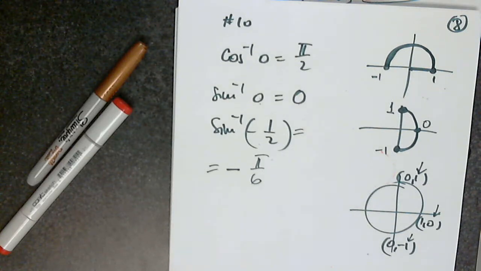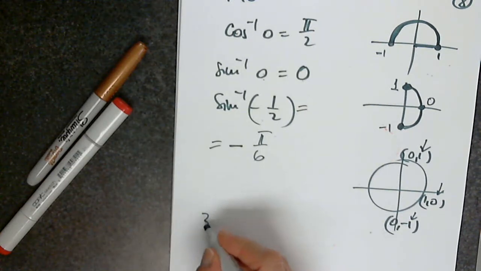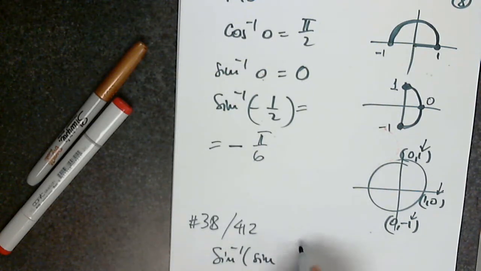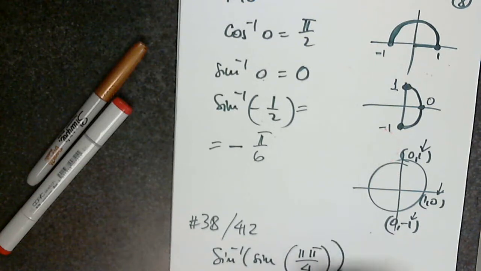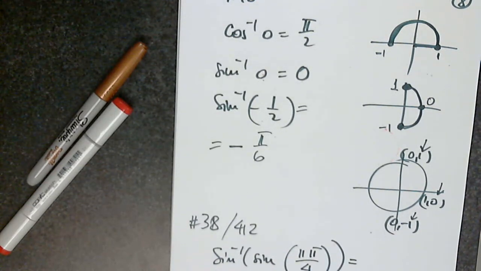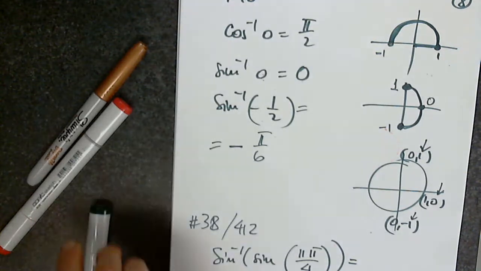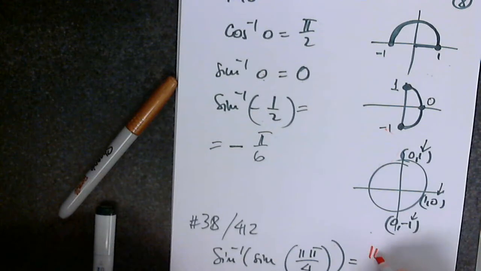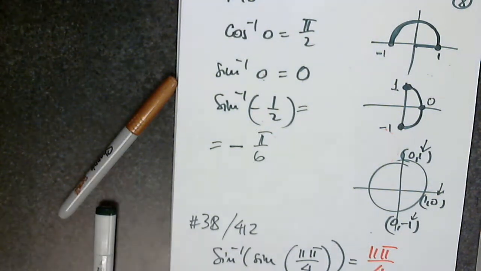So 23 to 44. Let's choose 38. Where are you, 38? Very good. In 38 on page 412, we have sine inverse of sine 11 pi over 4. Shouldn't I just cancel out? Very good. Shouldn't it be 11 pi over 4? Excellent. Wait, no, of course not. Now, can anyone tell us why it's not the case?